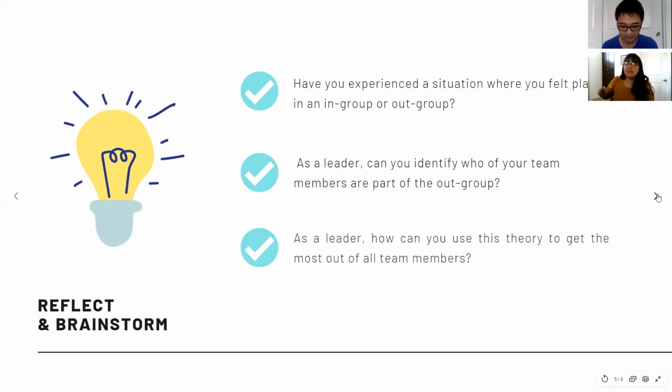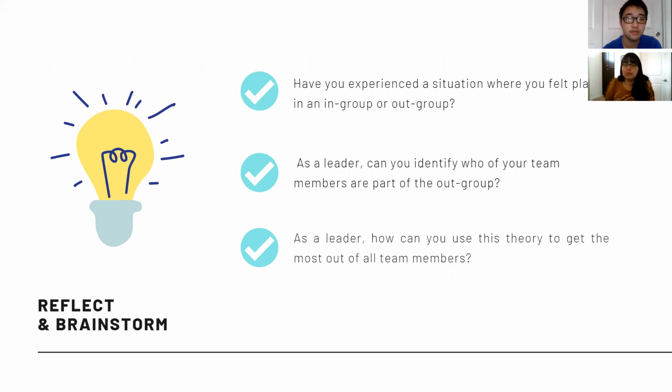All right. So after we've gone through this very brief overview of the theory itself, we hope that you can start reflecting and maybe brainstorming on some of these other questions. Thinking back on your past experiences, have you ever experienced a situation where you felt placed in either the in-group or the out-group?